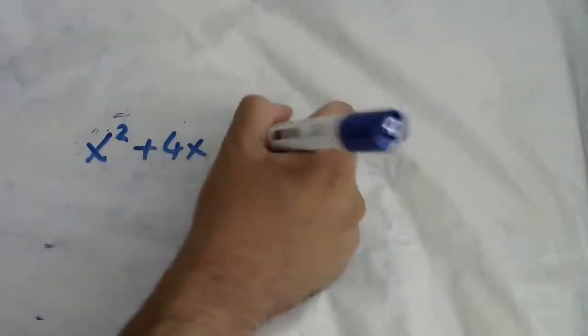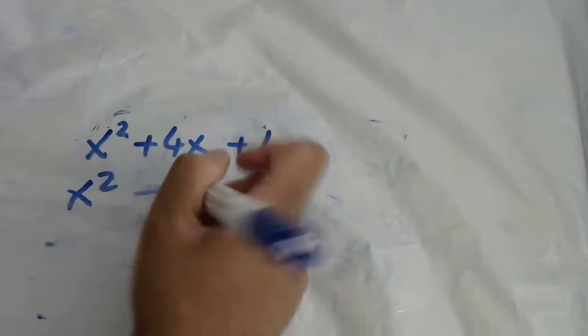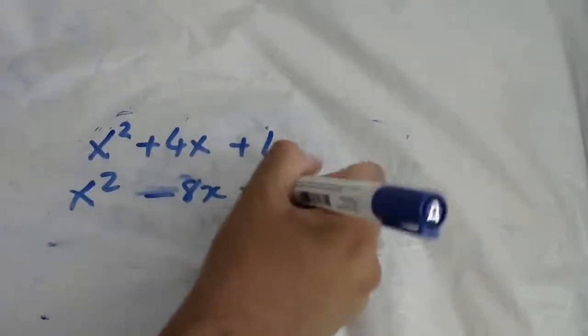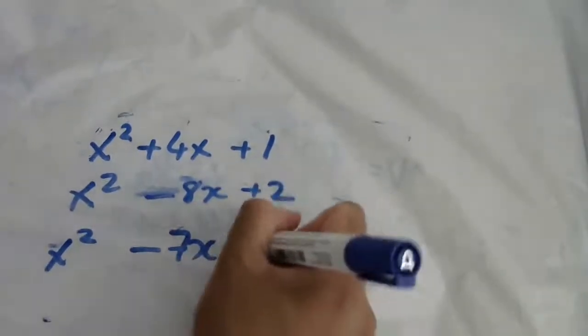I'm going to set you 3 to do. Pop them in the chat box once you've done them. There's x squared plus 4x plus 1. Then, let's do a minus 1: x squared minus 8x plus 2. And the last one is going to be an odd number, because that's what I wanted to do anyway: x squared plus 7x plus 5.